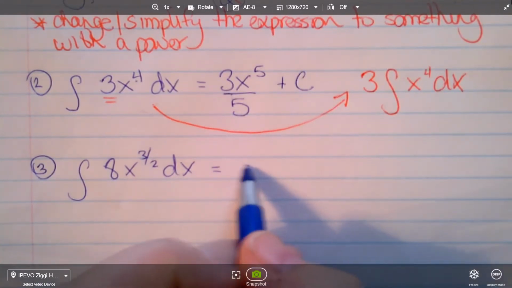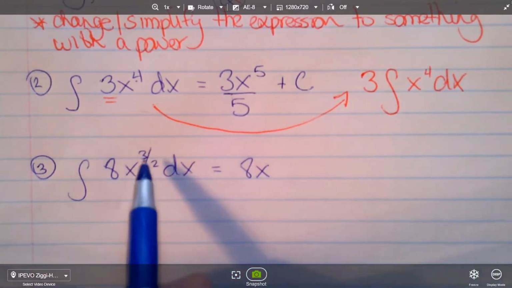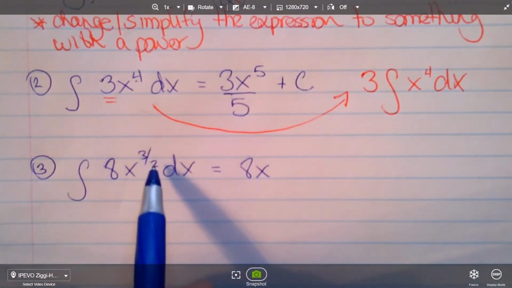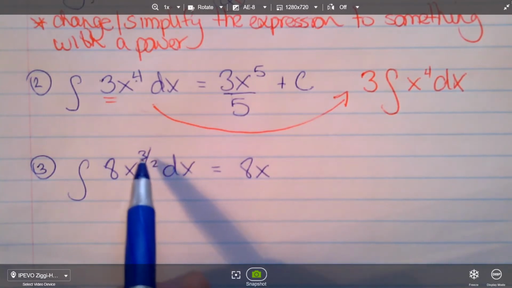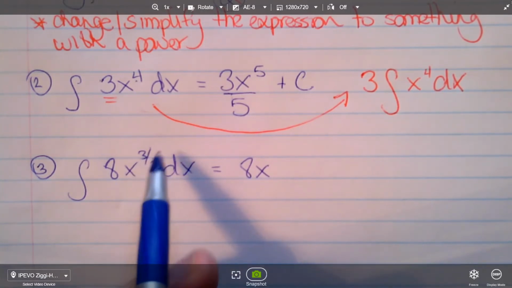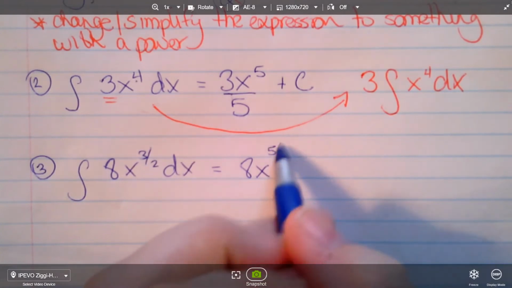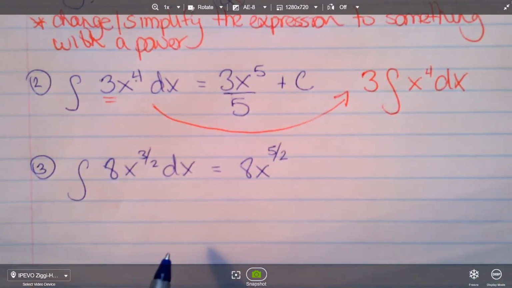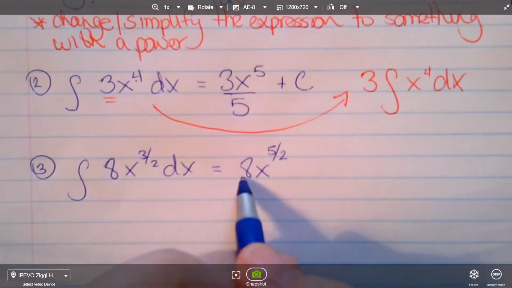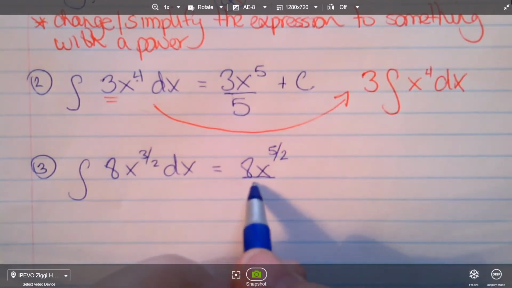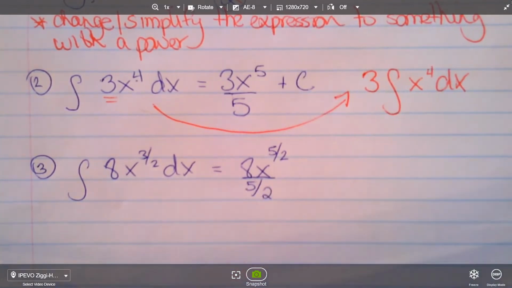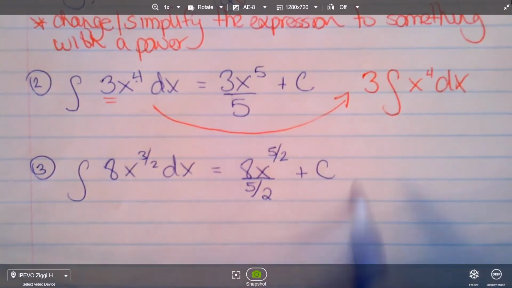So when I integrate, I get 8x. Now I have to add 1 to this. So again, if you don't feel super confident with your fractions, just use a calculator. 3 over 2 plus 1 is going to give you 5 over 2, right? And don't forget, on the bottom you also have to divide by that fraction, 5 over 2, plus c.